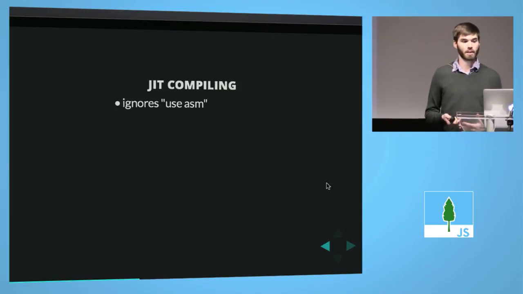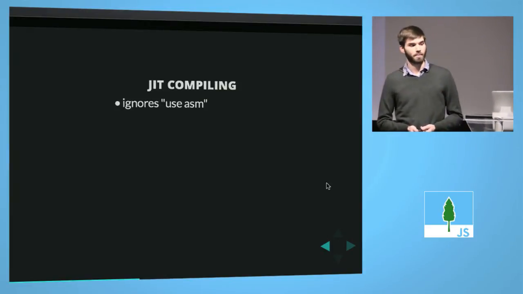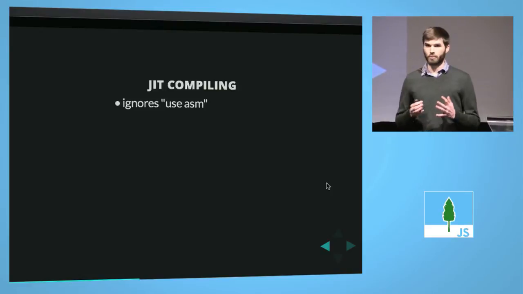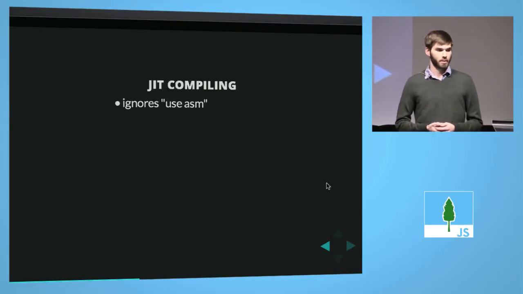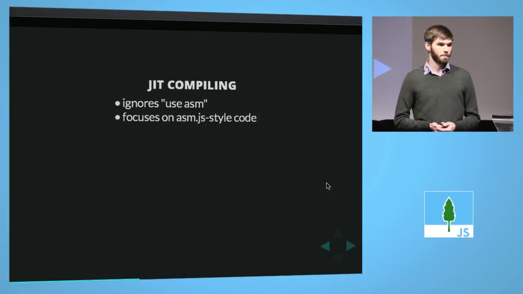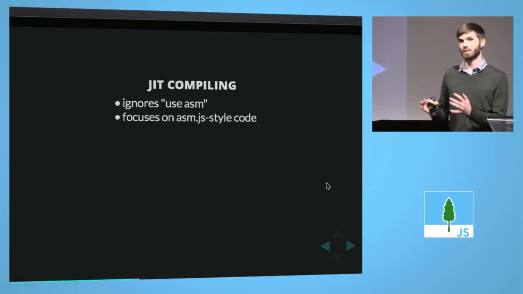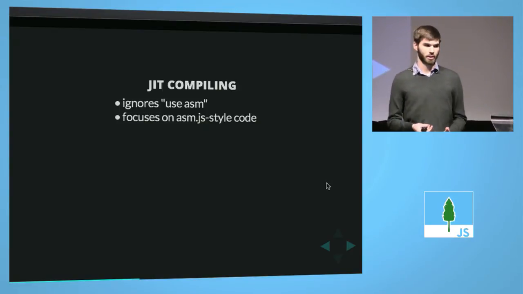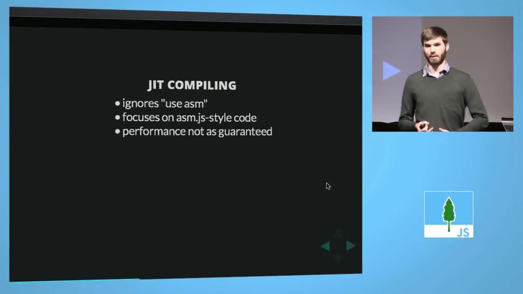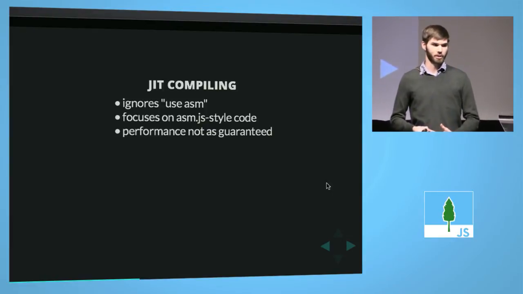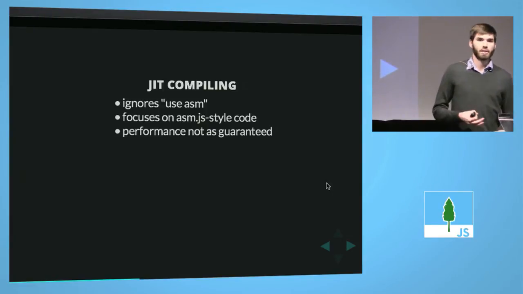Chrome has definitely paid attention to asm.js. They haven't officially noticed the "use asm" directive, and that's a valid approach. They're just focusing on the asm.js style code and trying to optimize their JIT to make that work, taking every single edge case where it's really slow and optimizing that edge case. But the performance isn't quite as guaranteed.